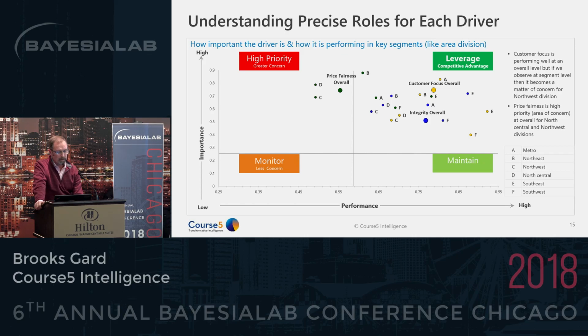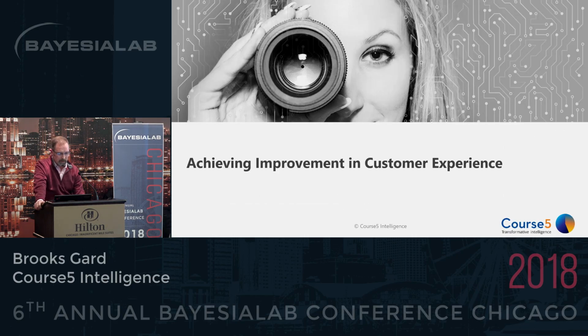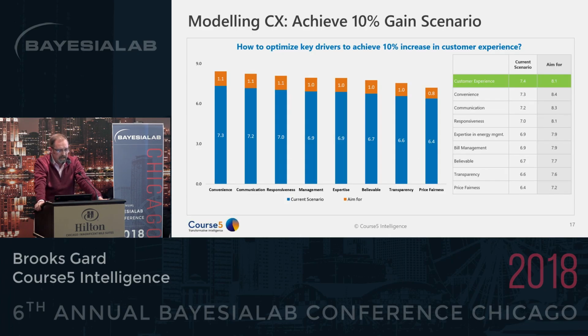Okay, so what we wanted to do here is give a few scenarios for our customer. What do you need to do to achieve a 10% gain? So essentially move your rating of customer experience from 7.4 to 8.1. And as you can see here, here are some various factors that they would need to increase by certain levels to make that happen. The different factors, as you can see, are down below here: convenience, communication, etc.